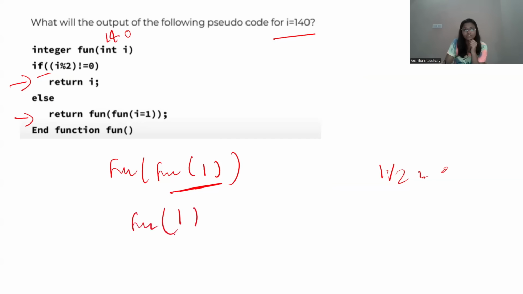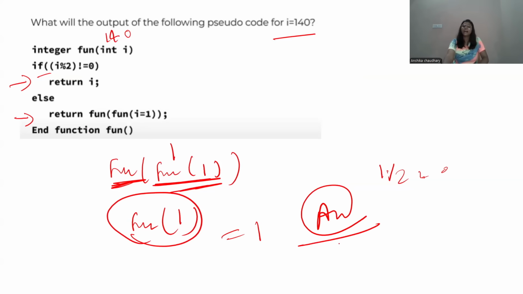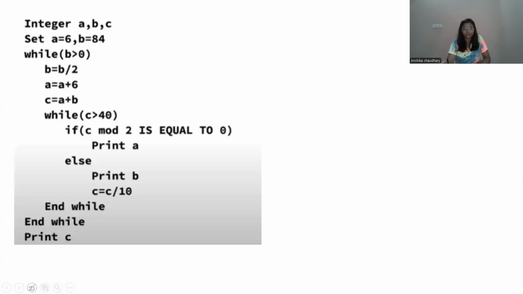So again we need to call the function for this because the resultant of this is 1. That means function 1 will again take place. So same thing will happen. Again 1 will be returned and 1 will be our final answer. I hope you guessed it, right? So let's move on to the next question now.